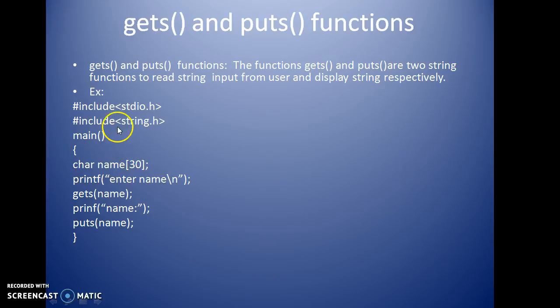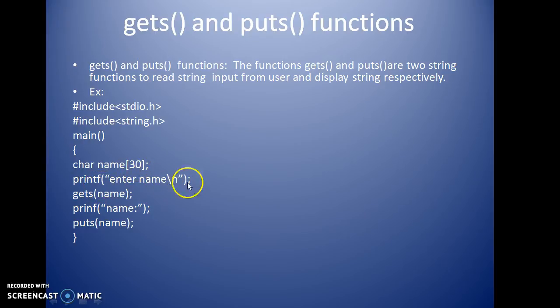So main, and here we have used string.h. Why have we used this header file string.h? Because we are using the string handling functions gets and puts, which are held in the header file string.h. That's why we must write hash include string.h header file compulsorily. The program starts with the main function, opening flower bracket, char. The array name is name. The size of the array name is 30.